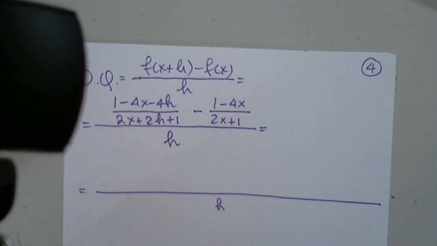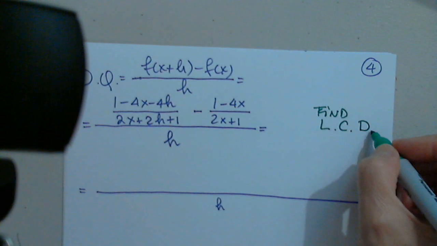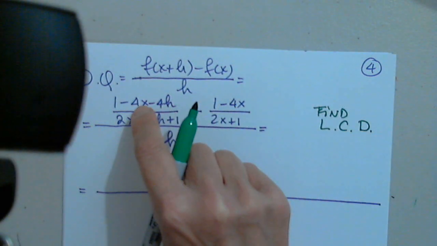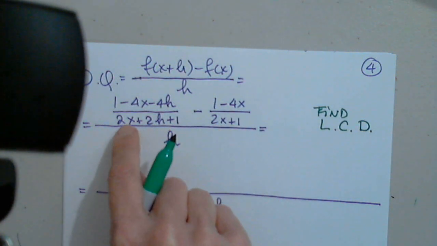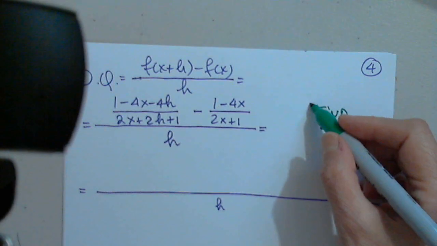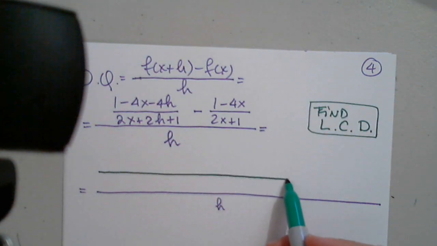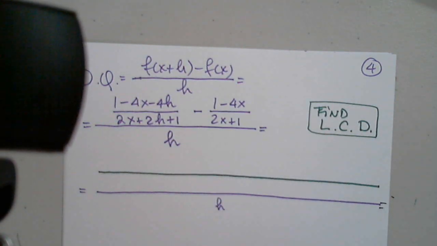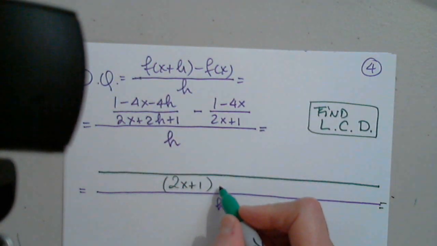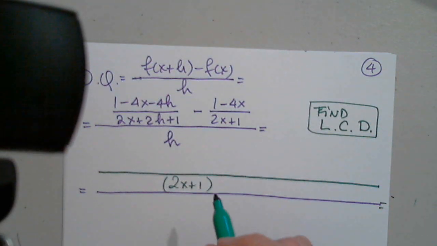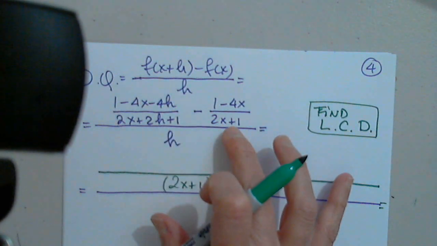Would you find a common denominator? Very good. We have to find the least common denominator. So I cannot simplify this with this by any means because the denominator is not the same. So I have to find the least common denominator. Can anyone give us the least common denominator? Would you multiply 2x plus 2h plus 1 by 2x plus 1? So the least common denominator has to be the product of these two quantities because they have nothing in common.